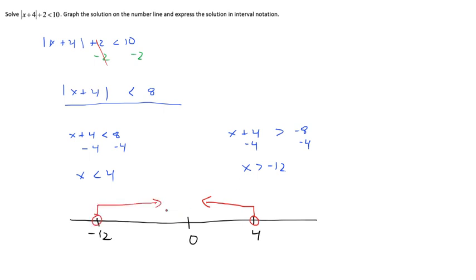You notice that in this example, the arrows are essentially pointing towards each other. So that means that everything in the middle is going to be a solution. So what is the answer in interval notation? It's everything from negative 12, with the parentheses because of the open circle, up till 4. And this is the answer in interval notation. So any value of x between negative 12 and 4 is going to be a solution to the original inequality.